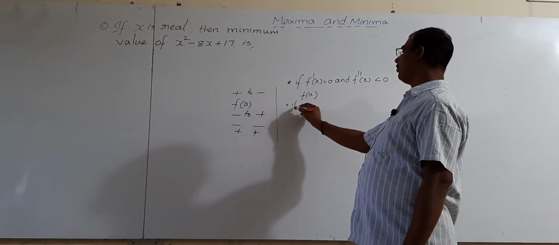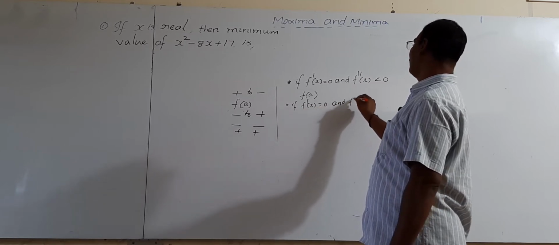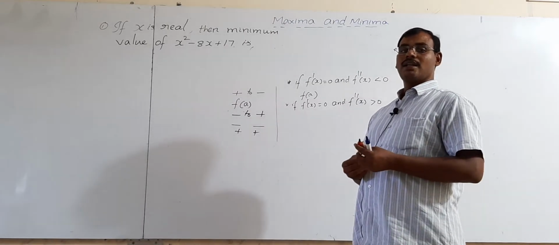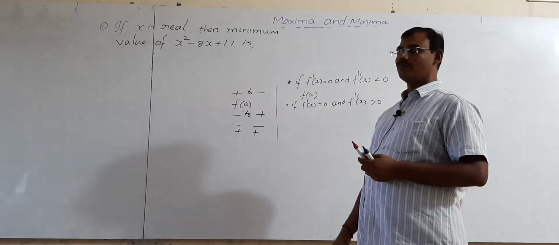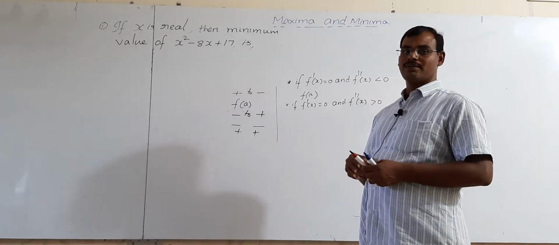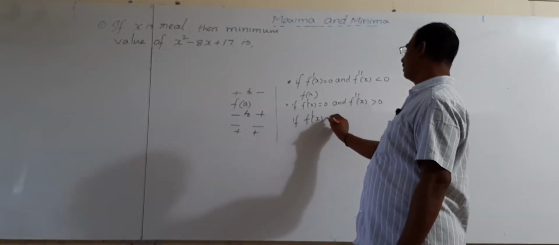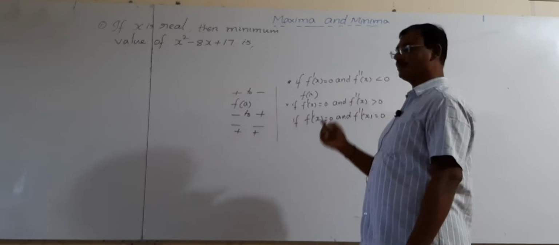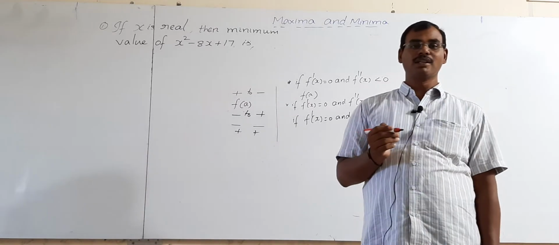Next, if f dash of x is equal to 0 and f double dash of x is greater than 0 at x equal to a, then f has a minimum at x is equal to a, and f of a is called the minimum value of f of x. Third, if f dash of x is equal to 0 and f double dash of x is equal to 0 at x equal to a, then f has neither maximum nor minimum.